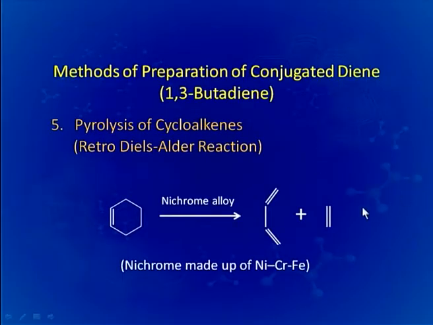This is basically reverse of the Diels-Alder reaction. In the Diels-Alder reaction, these two compounds combine with each other to give this cycloalkene. So, in this reverse reaction, in the presence of nichrome alloy, here carbon-carbon bond is broken and here also carbon-carbon bond is broken and we will get conjugated diene and an alkene.